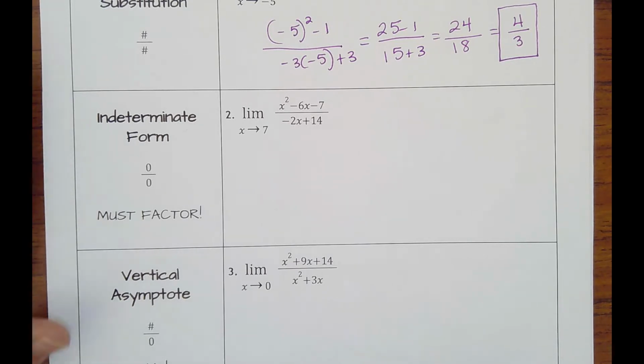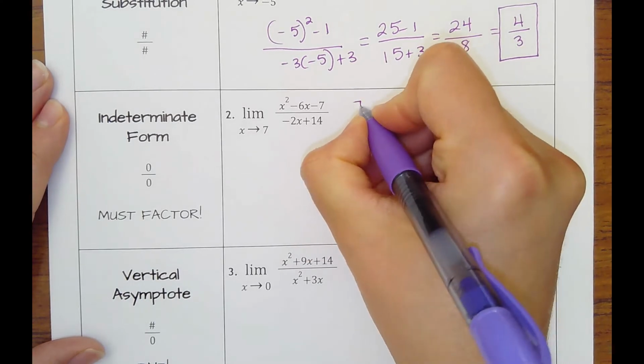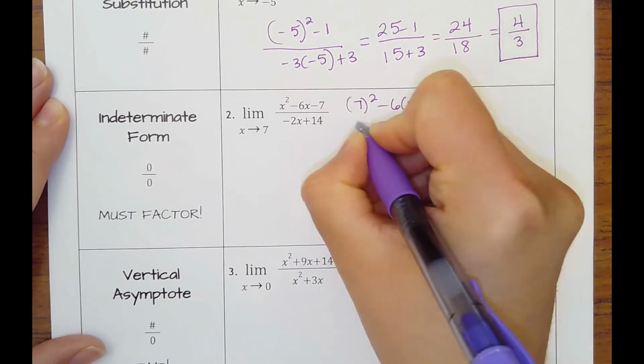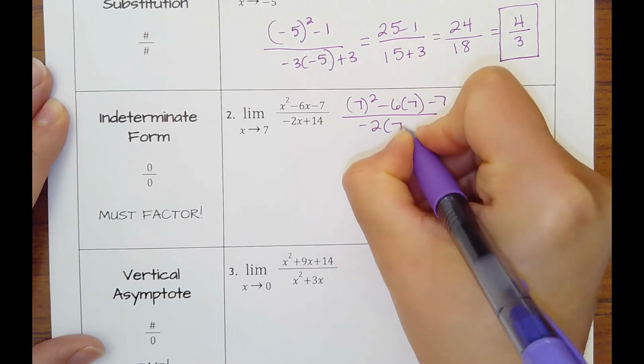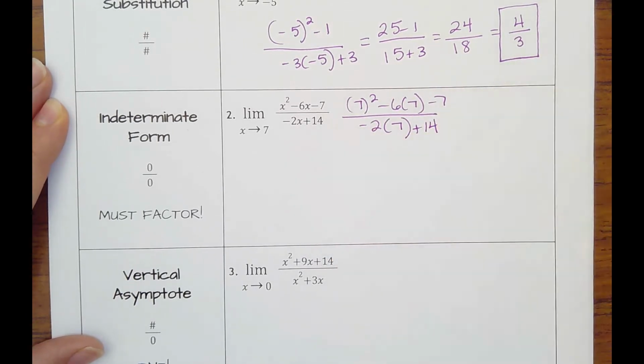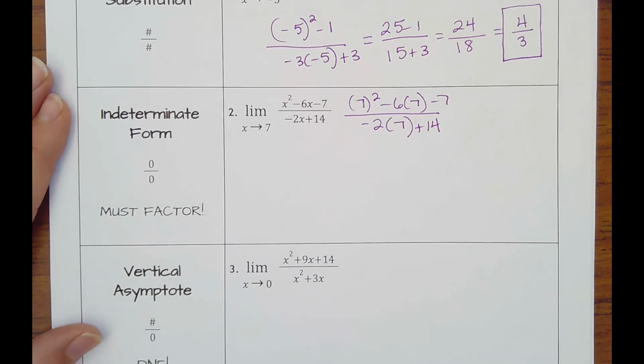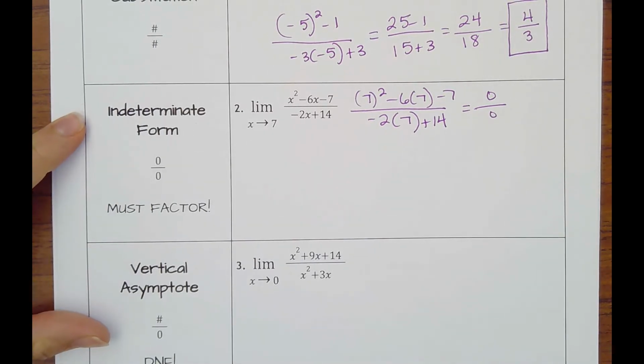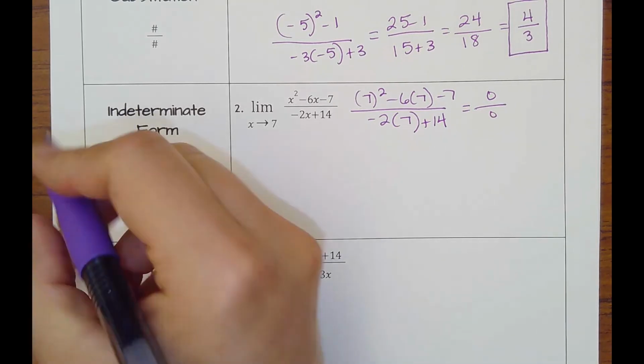Let's try that on the second one. I'm going to plug in 7. So I have 7 squared minus 6 times 7 minus 7 over -2 times 7 plus 14. And I'll just tell you that you get 0 over 0. You can check it if you don't believe me. What that is called is indeterminate form. That means you can't determine what's happening to it yet. You have to factor it.